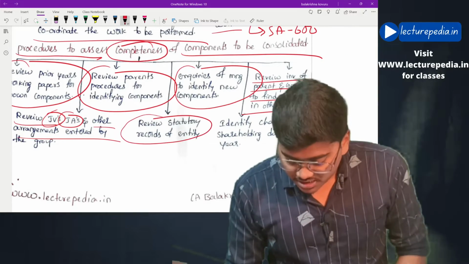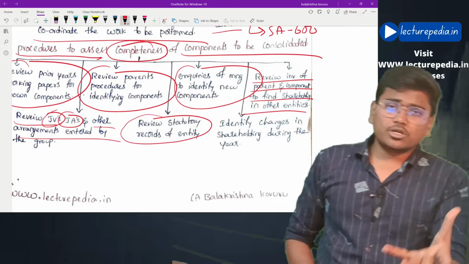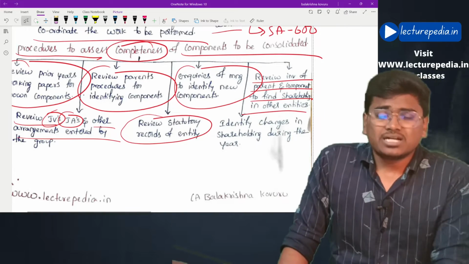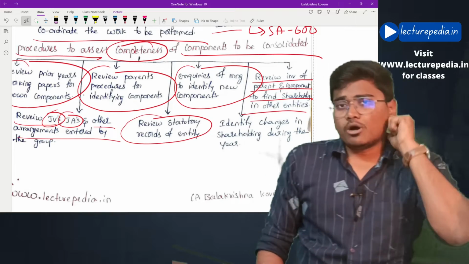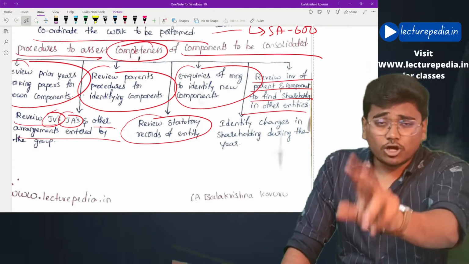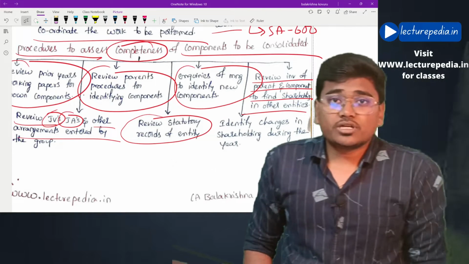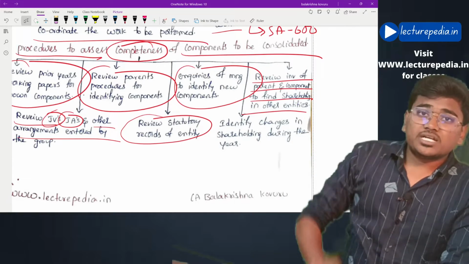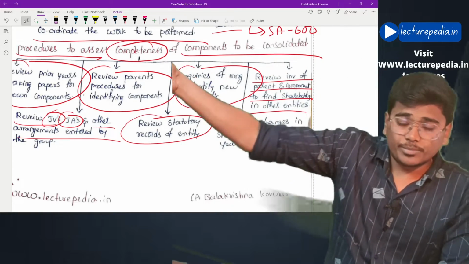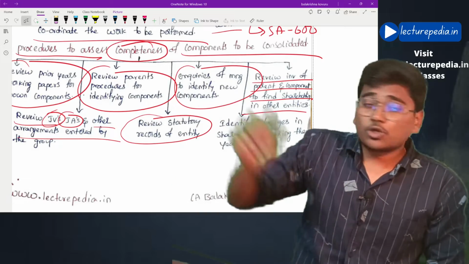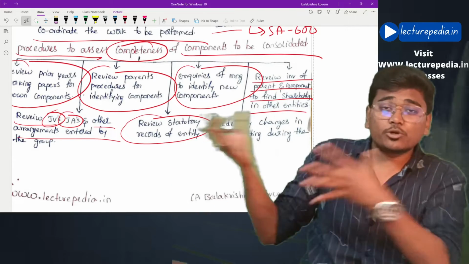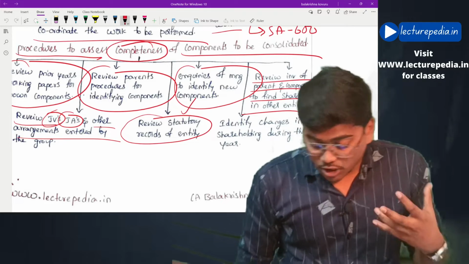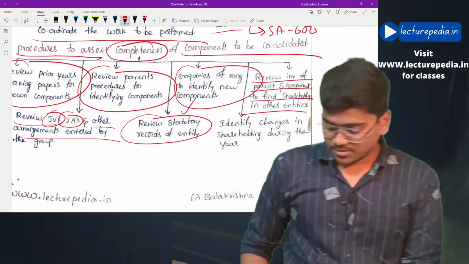Next, review the statutory records of the entity, for example, minutes of board meetings. In the board meeting, the entity might have discussed a particular component, and if that component is not included in the consolidated financial statements, the auditor can inquire with the management. In this board meeting you have discussed this component, and there you have mentioned that this component is a subsidiary, but you have not included it in the consolidated financial statements. Why? Like this, the auditor can question by reviewing the statutory records.